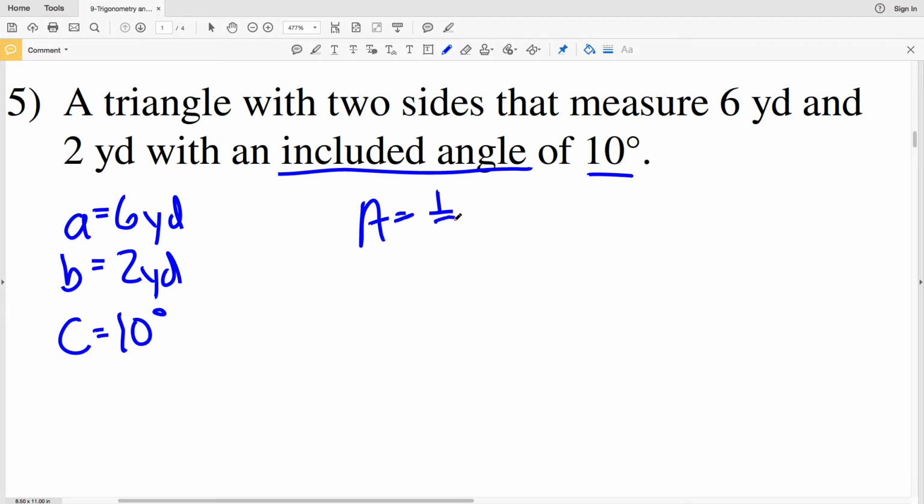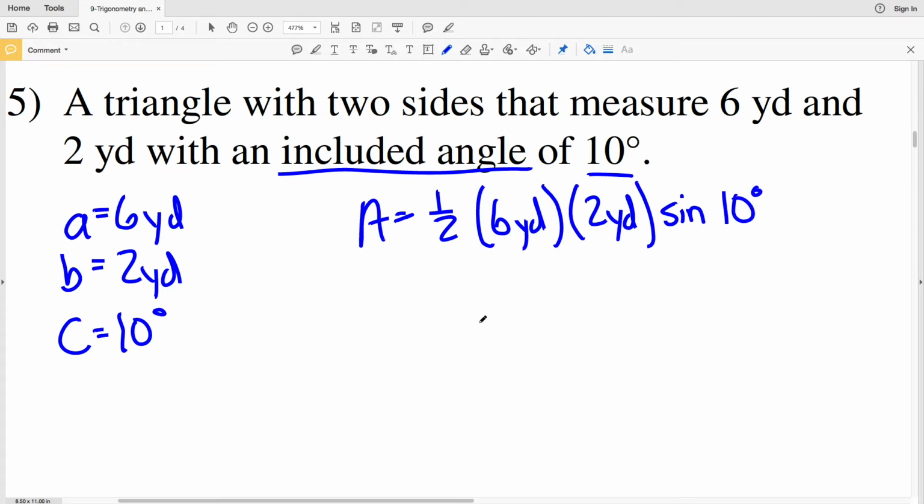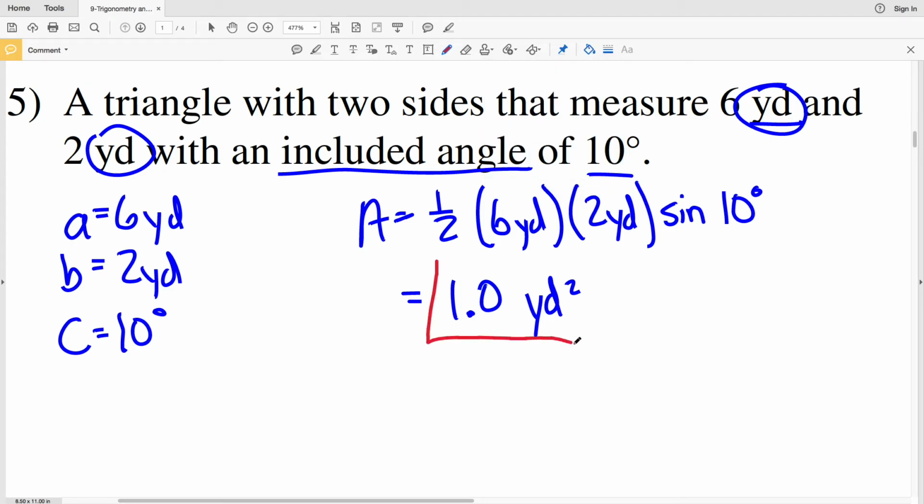So area equals 1/2 of A, 6 yards, times B, 2 yards, times the sine of that included angle of 10 degrees. Entering that into the calculator, 1/2 times 6 times 2 is 6, so we're multiplying 6 by the sine of 10 degrees, and that is 1.04, which rounds to 1.0. And remember, since our sides are in yards, our label is yards squared for area. 1 yard squared is our solution in number 5.